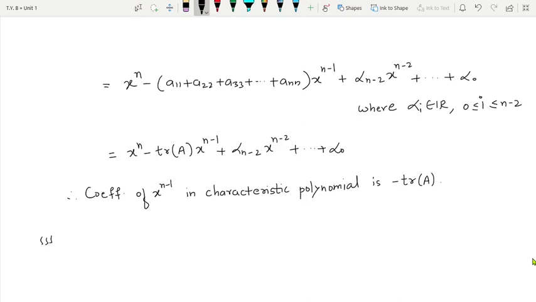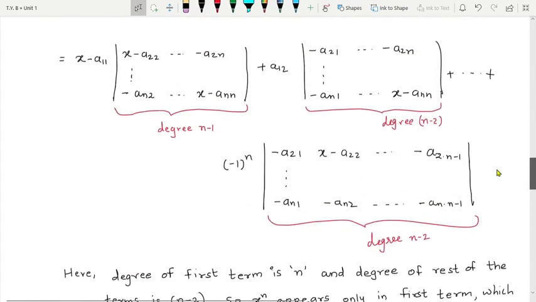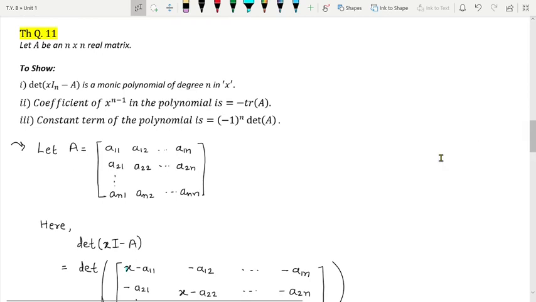Now let us go for the third part. The third part is an easier one. We have to show that, not the determinant exactly, the constant term of the polynomial is minus 1 raised to n determinant of A.